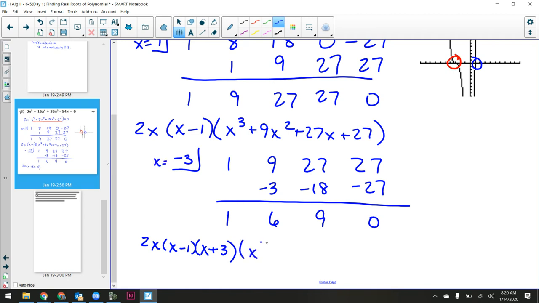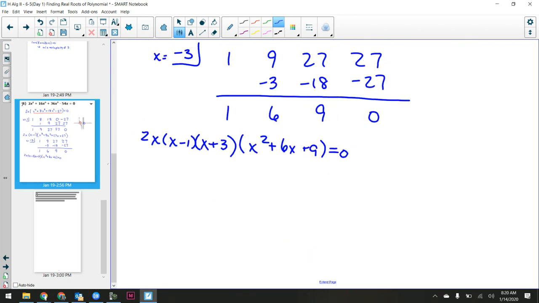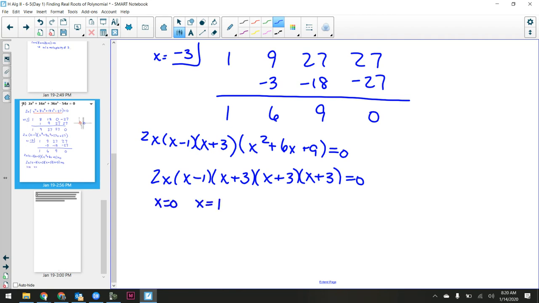And then we got x squared plus 6x plus 9. Does that factor? Yes, factors of 9 that add to get to 6: 3 and 3. So that means we get 2x, x minus 1, x plus 3, x plus 3, x plus 3. So we get x equals 0, x equals 1, and x equals -3. What's the multiplicity on 0? 1. Multiplicity on 1 is 1. Multiplicity on -3 is 3.